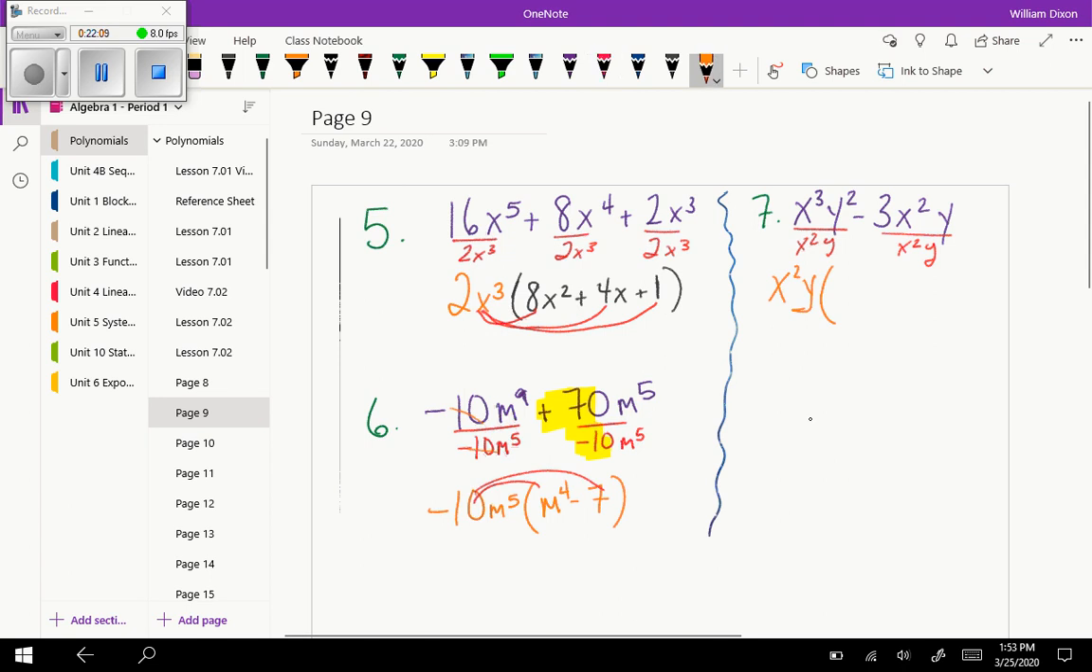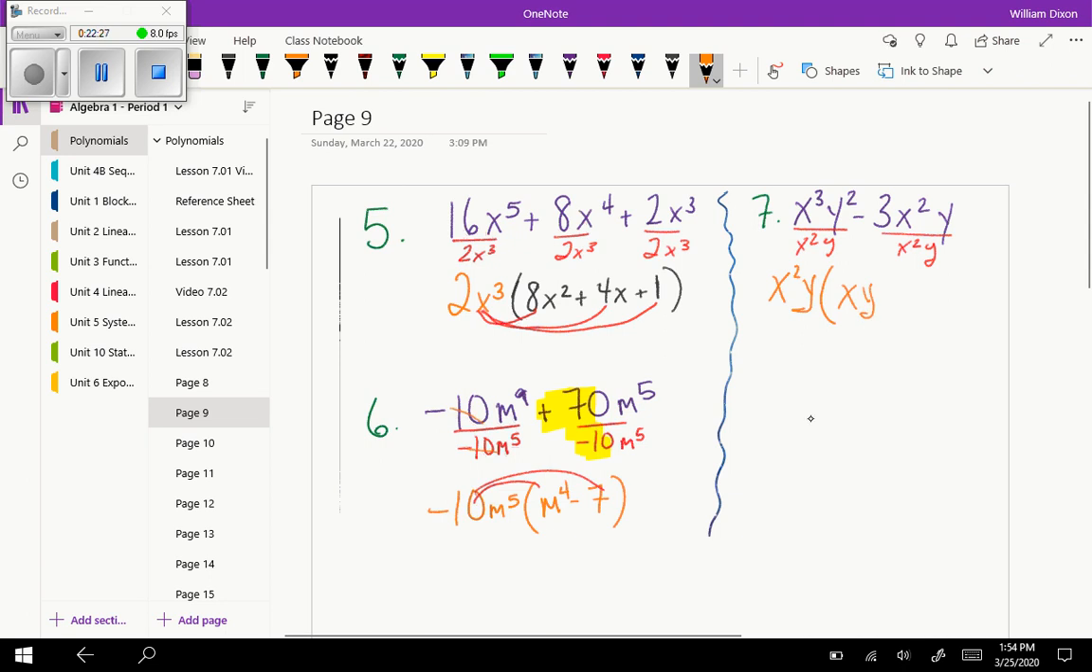So for the first one, I'm going to take x squared out. So I have x to the third divided by x squared. That's going to leave me with x. I have y squared divided by y. Well, 2 minus 1, it's going to leave me with 1. That's going to be y.